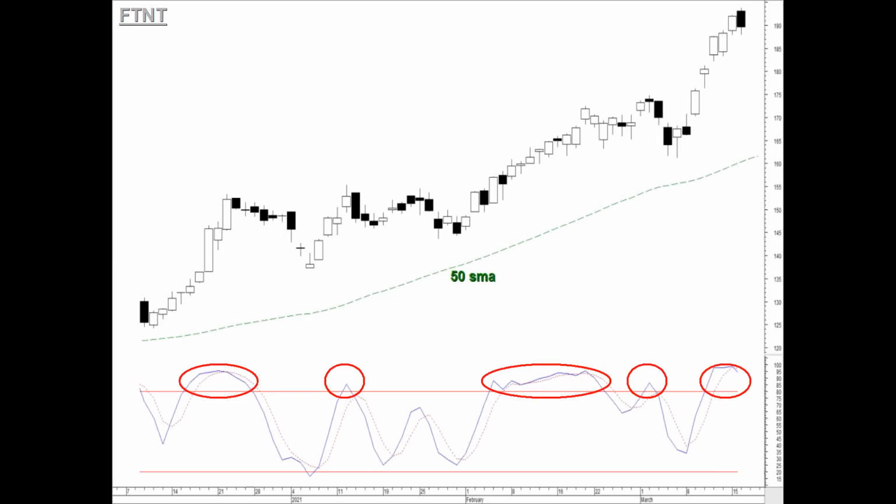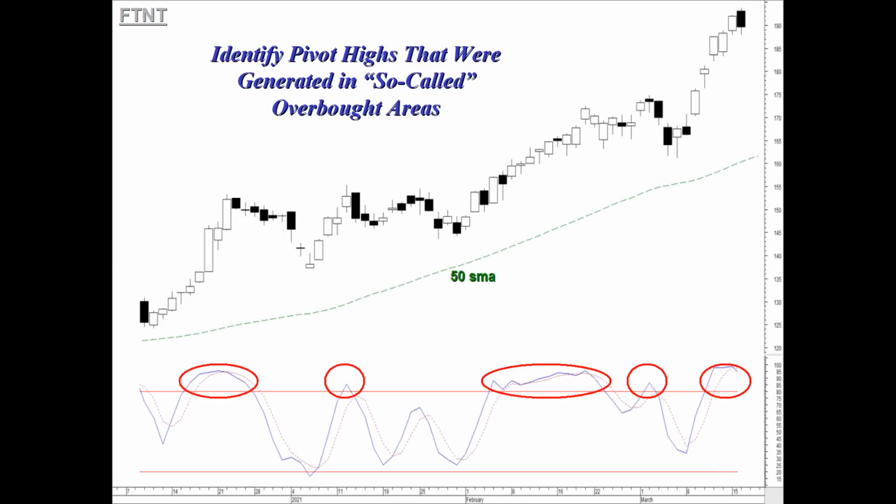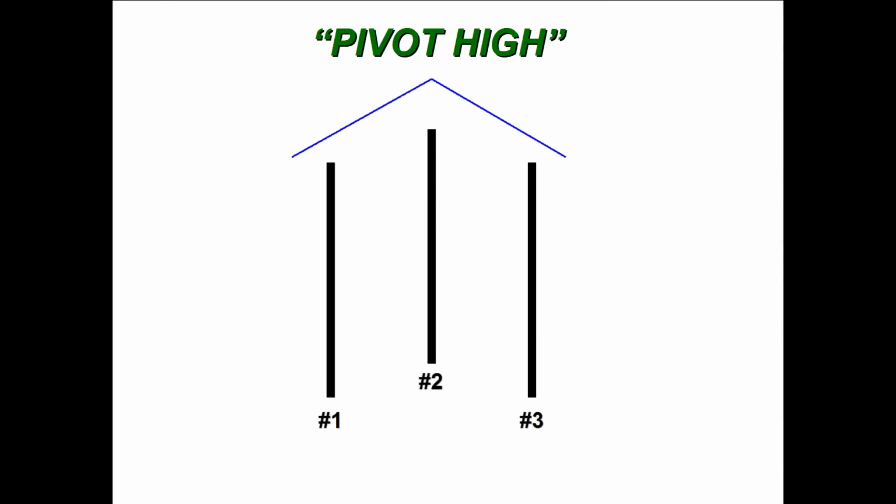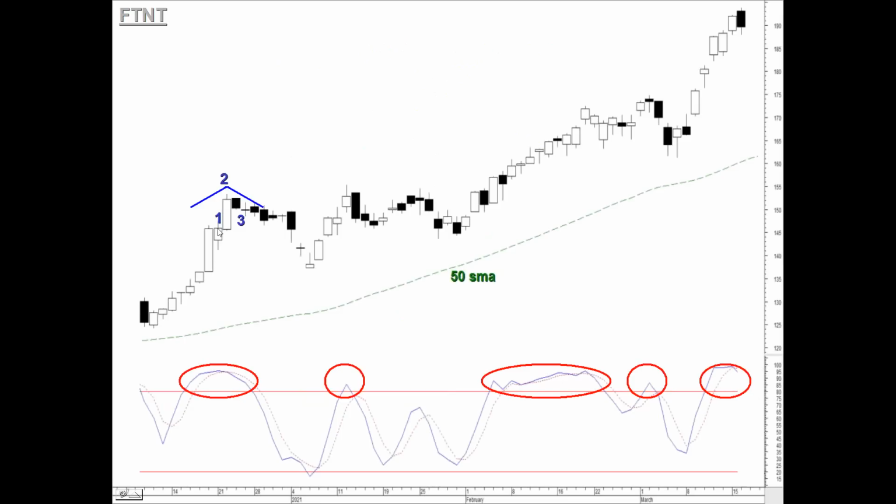So now the next step is we want to identify pivot highs that were created and generated in these so-called overbought areas, okay? If you're not familiar with what a pivot high is, it's simply a 3-bar pattern. All right, bar number 1 makes a high, as you see right here. Bar number 2 makes a higher high. Bar number 3 makes a lower high. So you have this kind of an arrowhead overall approach here. So you're looking for this 3-bar pattern in a so-called overbought area. And as we see here, here's one right here. You have a high, a higher high, and a lower high. And that's right in the so-called area.